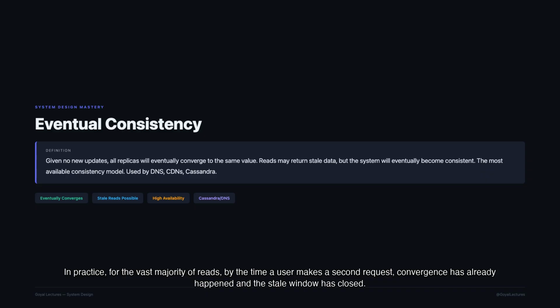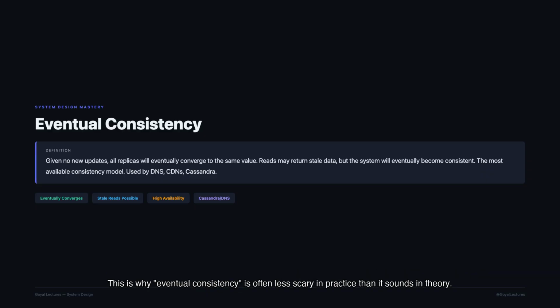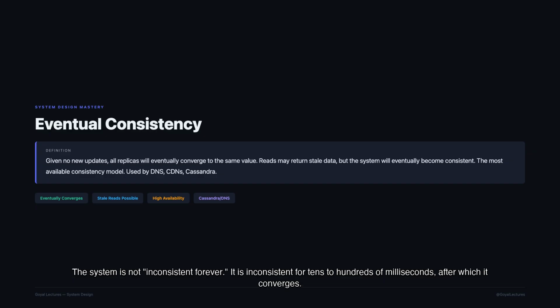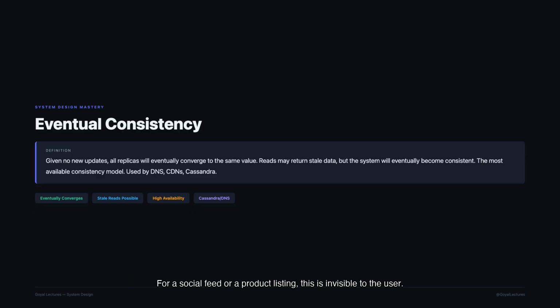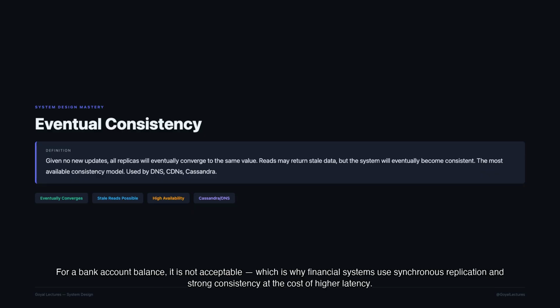This is why eventual consistency is often less scary in practice than it sounds in theory. The system is not inconsistent forever. It is inconsistent for tens to hundreds of milliseconds, after which it converges. For a social feed or a product listing, this is invisible to the user. For a bank account balance, it is not acceptable, which is why financial systems use synchronous replication and strong consistency at the cost of higher latency.